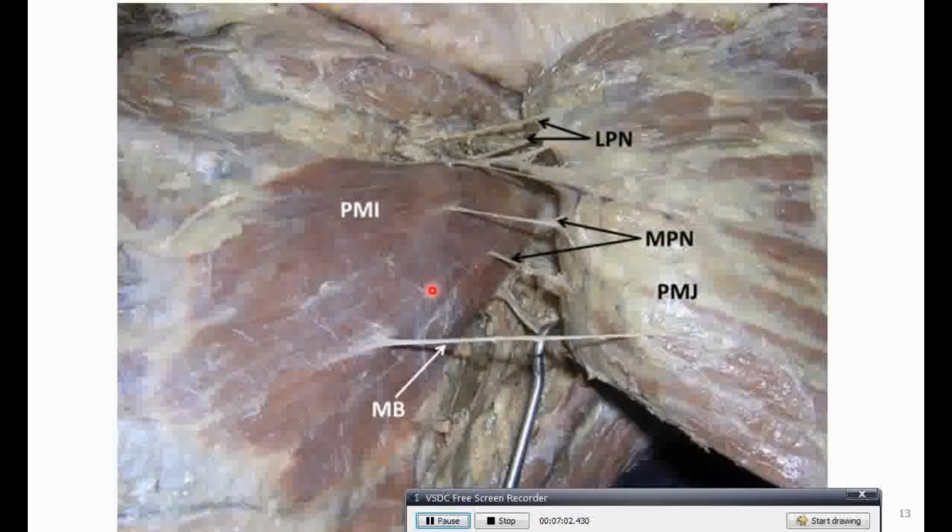Lift pectoralis minor from the subjacent structures but preserve medial pectoral nerve which enters the pectoralis major after piercing pectoralis minor. Lateral pectoral nerve supplying pectoralis major.